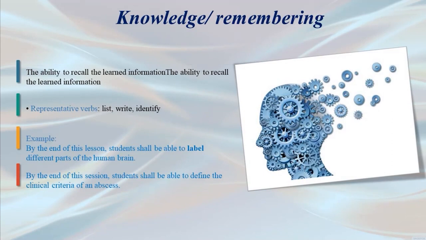So let's explain the different levels in the cognitive domain. The first one is knowledge. It is the lowest level of Bloom's, the ability to recall or remember previously learned material without much understanding of the meaning. It is the ability to recall specific facts or common terms and to identify parts of a diagram. Some verbs for writing objectives at this level could be list, write, or identify.